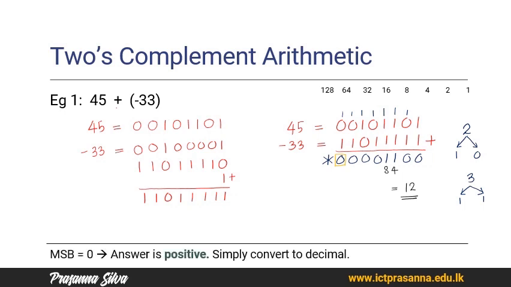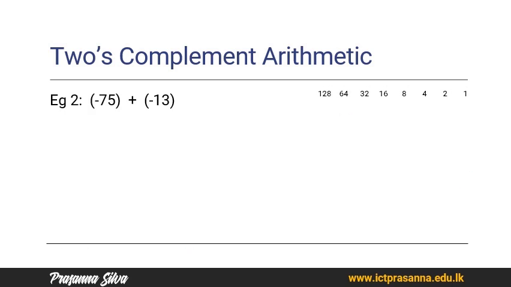So since you saw that the most significant bit is a 0, the answer is positive, we simply converted the received bit pattern into its decimal form. Let's take an example where both the values are negatives. You take negative 75 and convert that into binary.